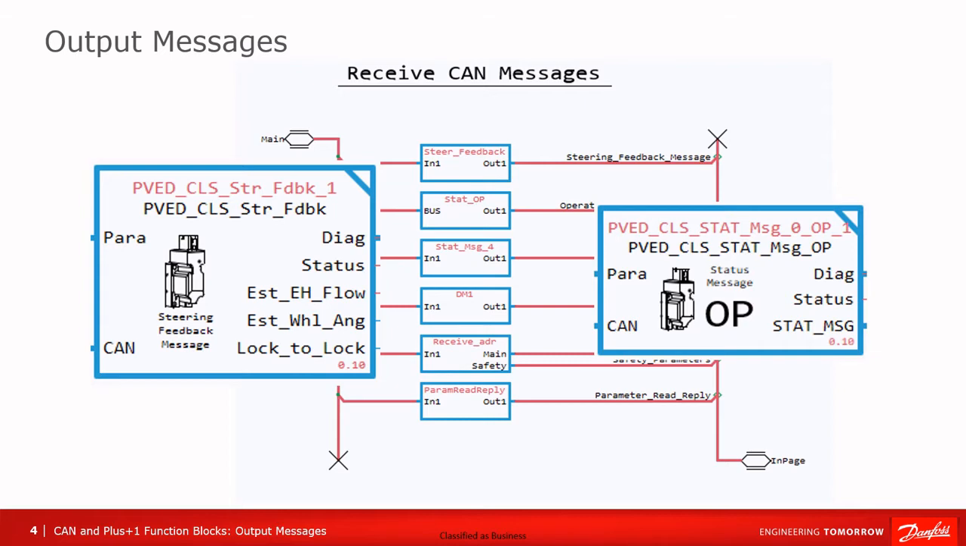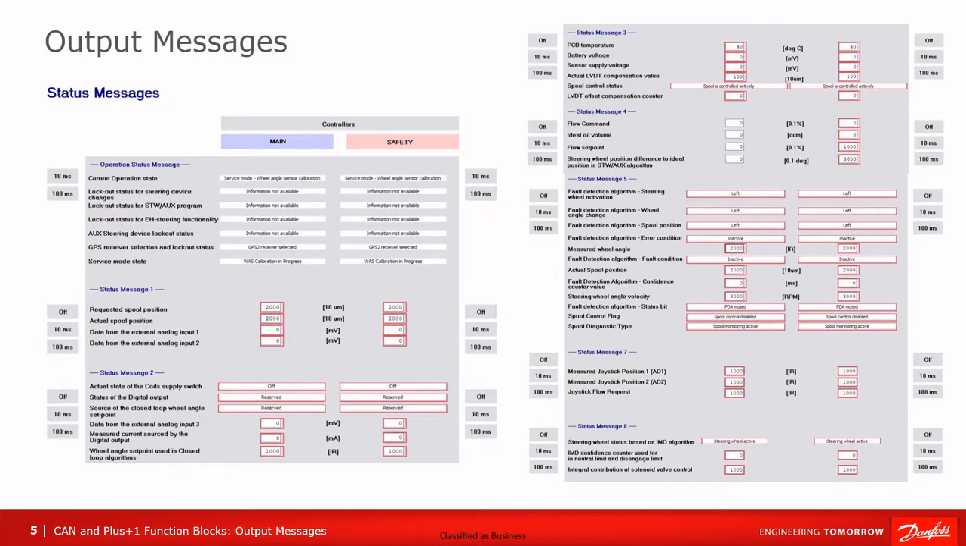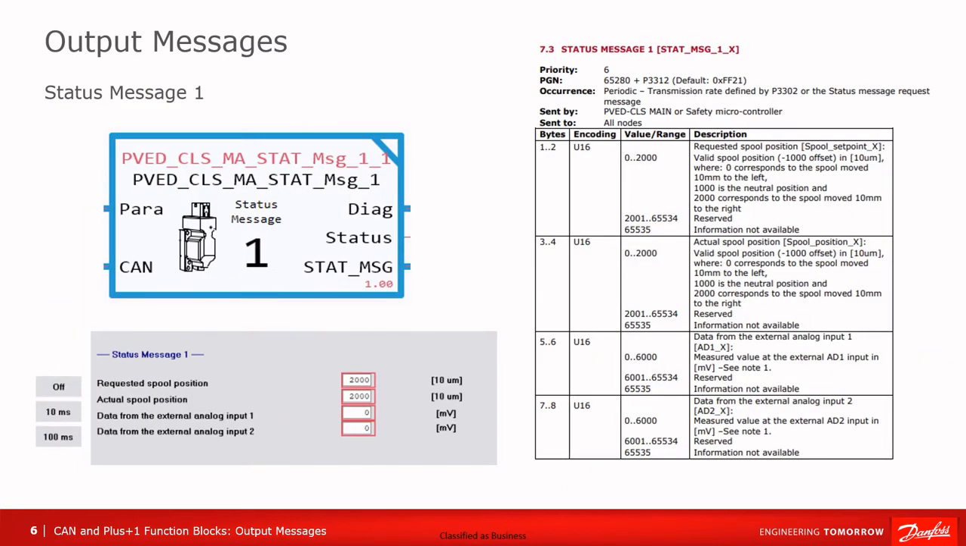If we look at the status messages page in Service Tool, we can see all the data that each status message is collecting. If we take a closer look at the status message 1 block, we can see that the block outputs requested spool position, actual spool position, and external analog input 1 and 2. This data makes this block helpful when troubleshooting. This message can be transmitted periodically, or it can be requested by the status message request.